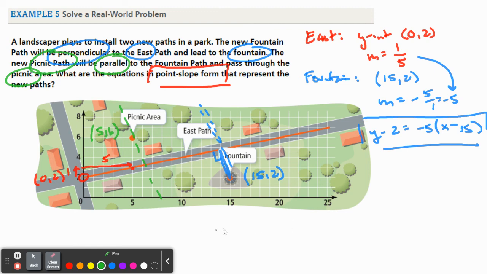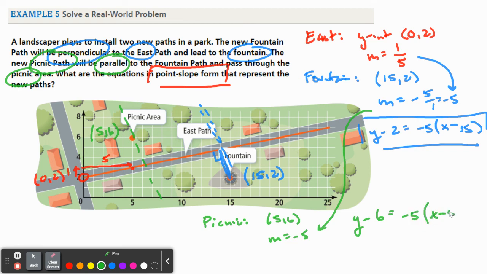So over here for picnic, I'll do it down here. I know the coordinates are 5, 6. And if it has to be parallel to the fountain path, it has the same slope as the fountain path. The fountain path slope was negative 5, so this slope is also going to be negative 5. Comes directly from there. So your point-slope form, y minus y1, which is 6, equals m, the negative 5, times x minus x1, which was 5. And that is the equation of the picnic path.